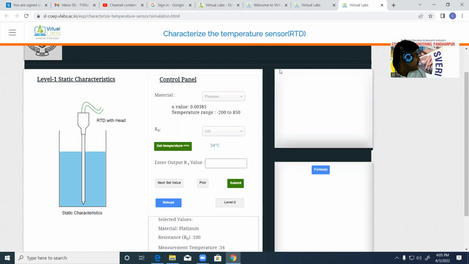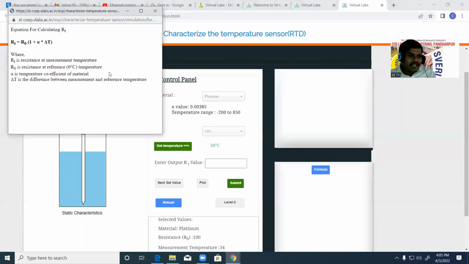Alpha 0 delta T, or it may be T. Here the formula is also given. RT is equals to R0 into 1 plus alpha into delta T. Where RT, what is RT? Resistance at temperature T. Okay, किती आहे temperature T?